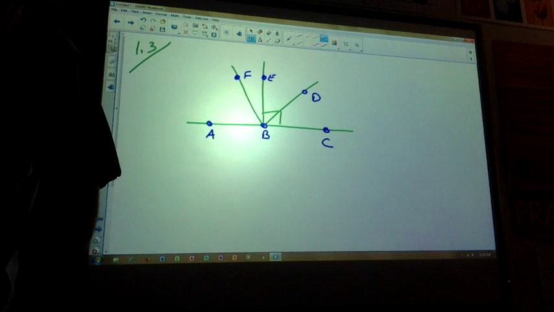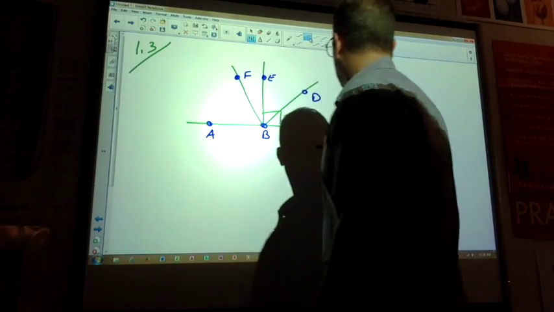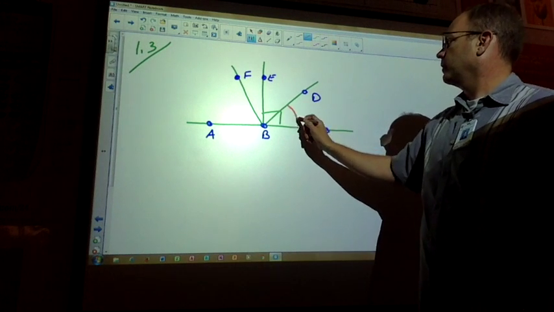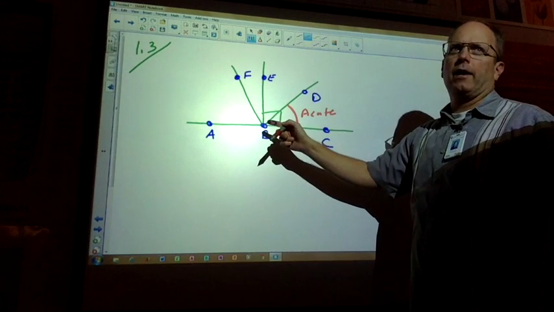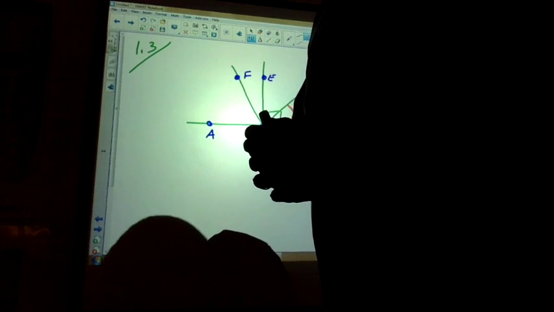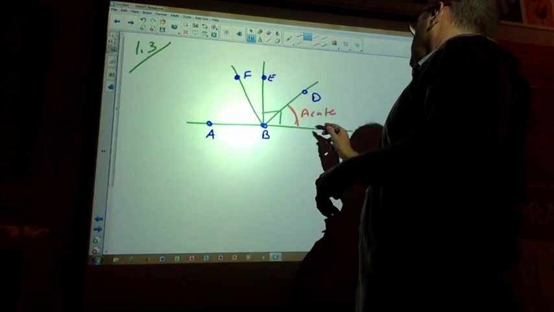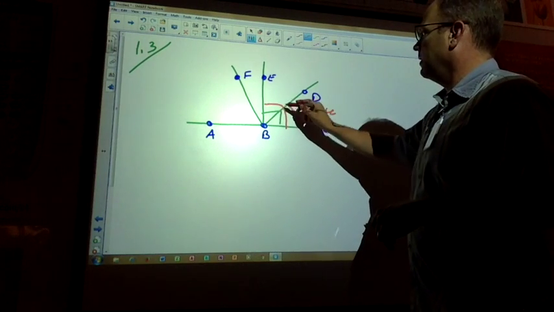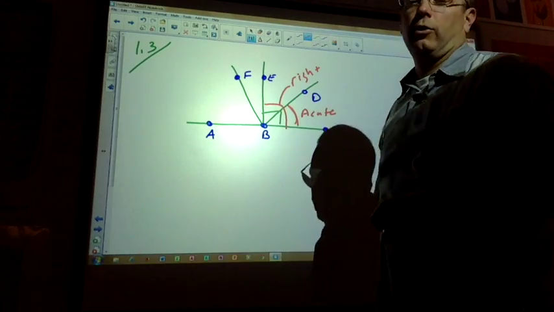Alright. So they want us to identify acute, right, obtuse, or straight. So CBD is acute. How do I know it's acute? Well, 90 is a right angle, and it's definitely smaller than that right angle. And then EBC is a right angle. How do you know? Because there's the right angle symbol in there.